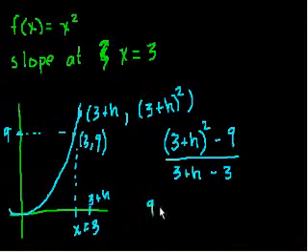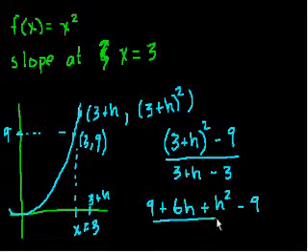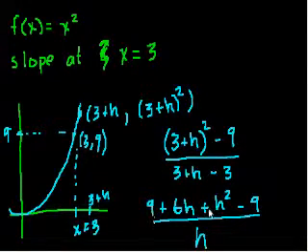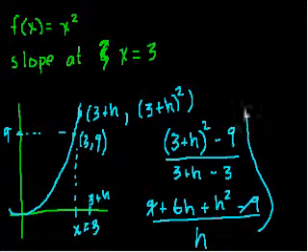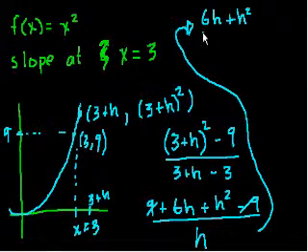So if we multiply out the top part, what's 3 plus h squared? That's 9 plus 6h plus h squared, and then you get the minus 9. And all of that is over, well, this 3 and this minus 3 cancel out, so all you're left with is h. And the 9 minus 9 cancel out too. So what we're left with is 6h plus h squared over h.